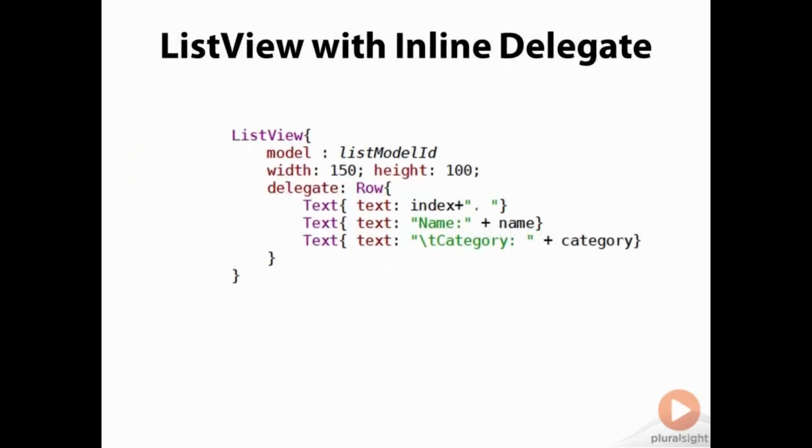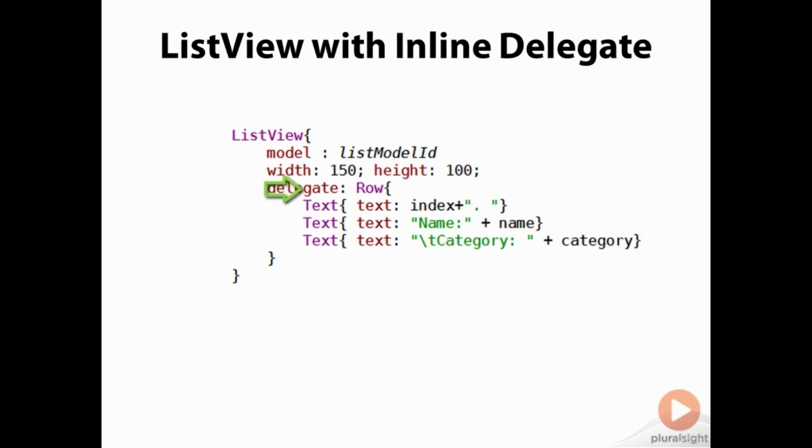Here's about the simplest list view that I thought would be instructive that consumes our list model. You can see the model property specifies the ID of our list model. It has some explicit width and height, and it has an inline delegate to display the data. Now, an inline delegate obviously isn't going to be very reusable, but it can still be a useful technique, and it makes for a nice compact example.